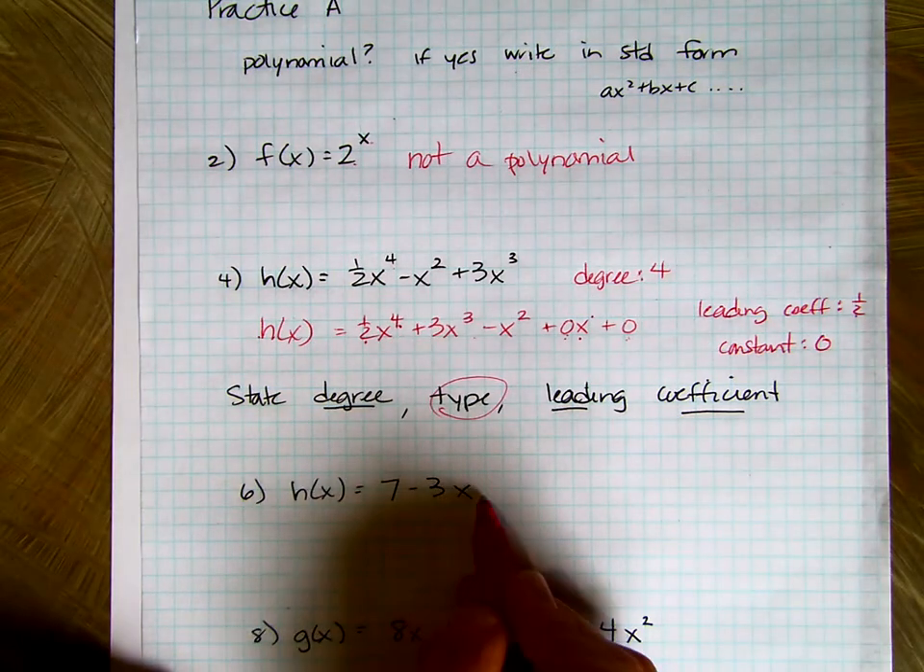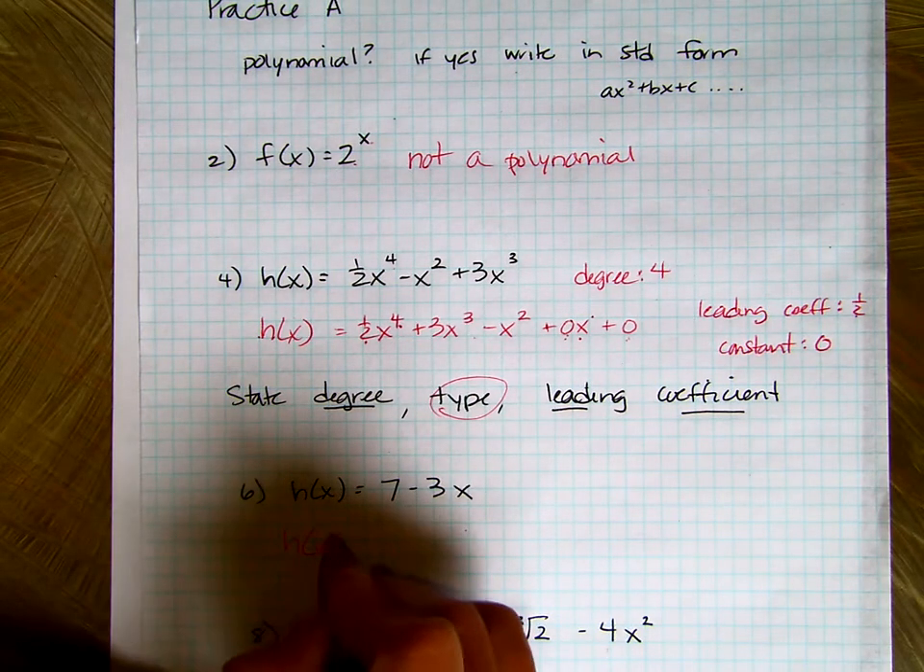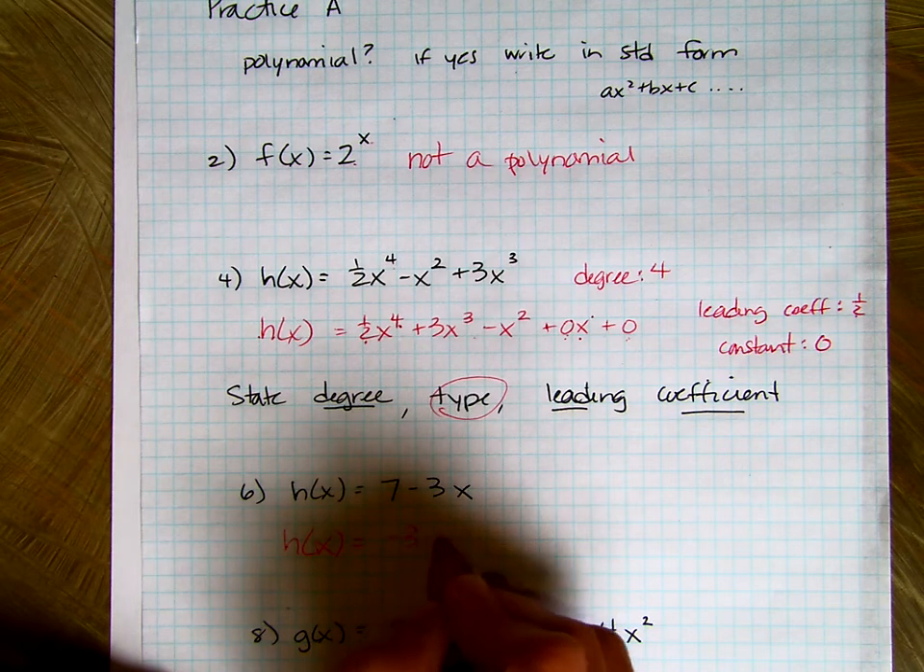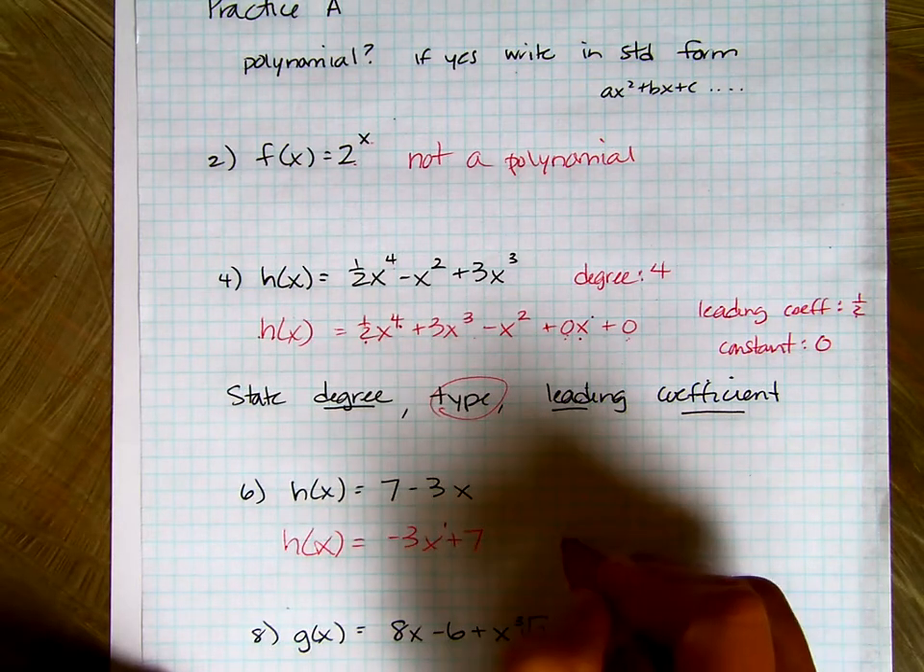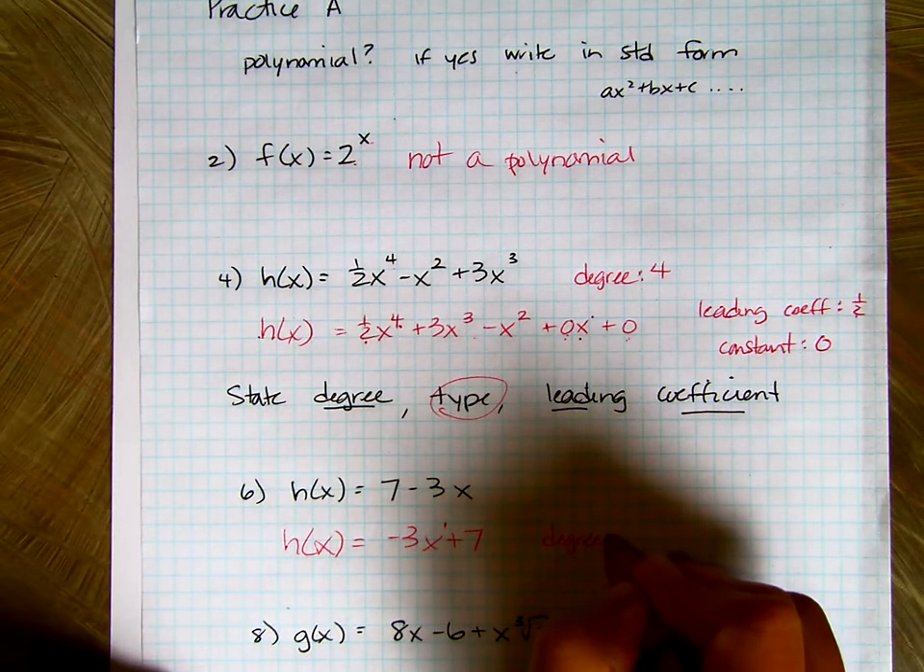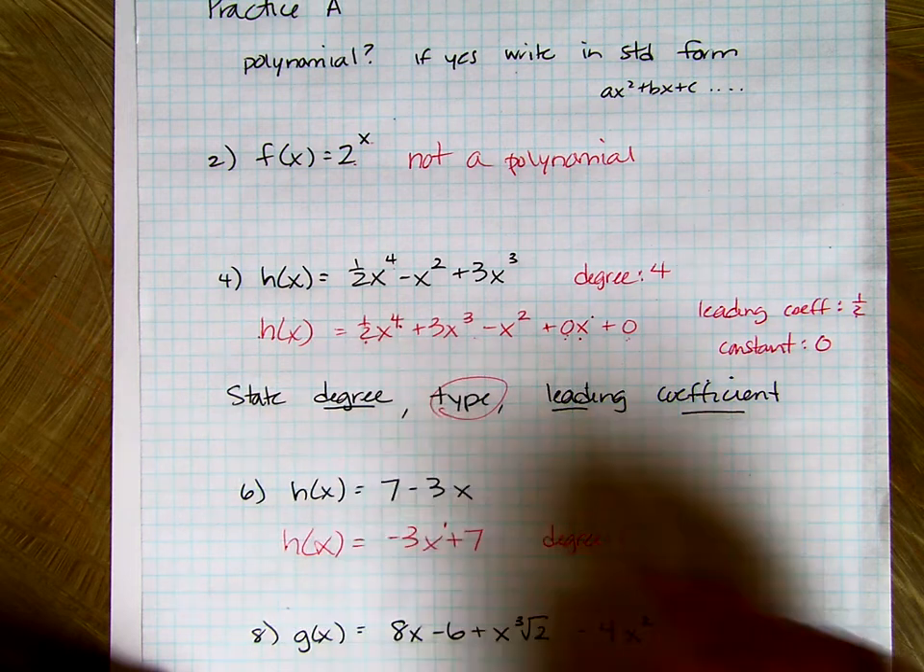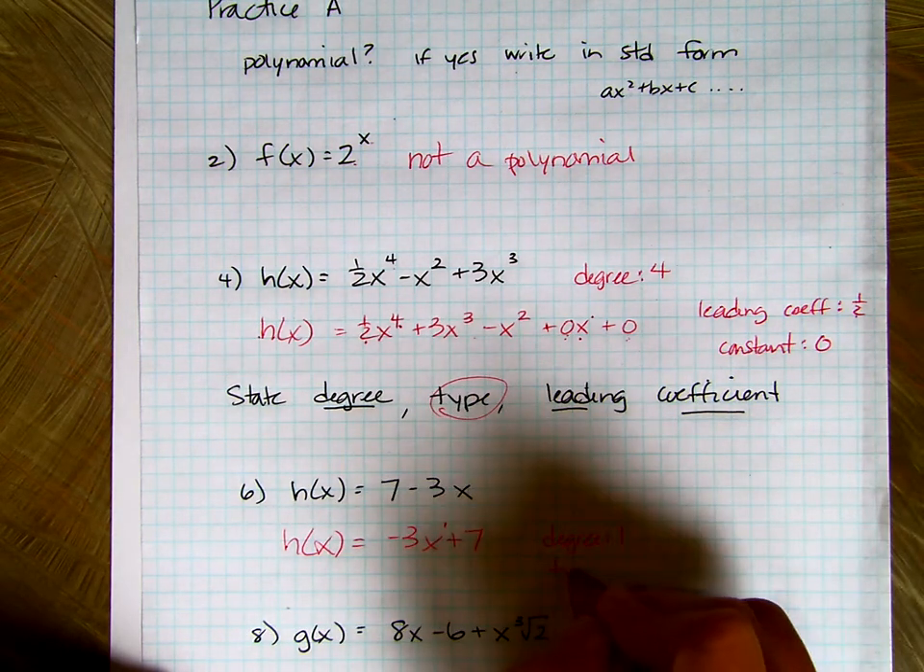So again, I have to think about this. I want to write this. This would be a negative 3x plus 7. I want to write that in standard form. So the degree is 1. That's a 3x to the 1st. And we do have a type for that.